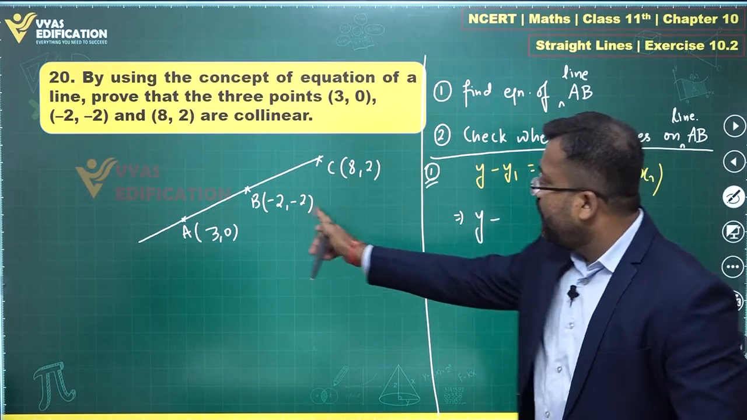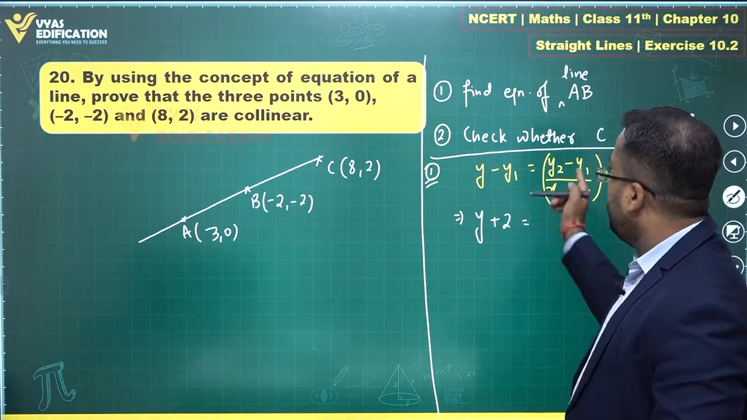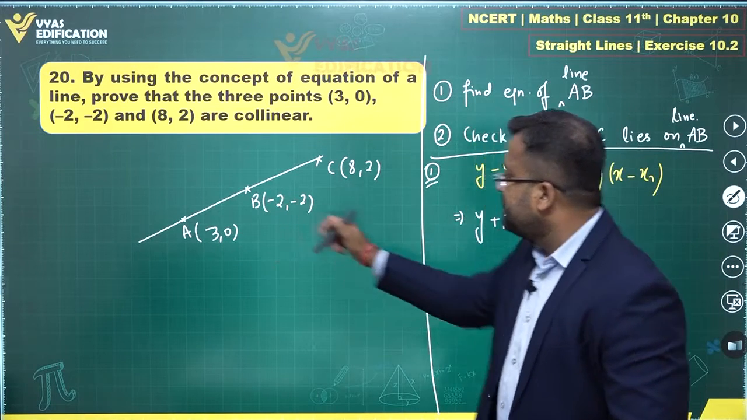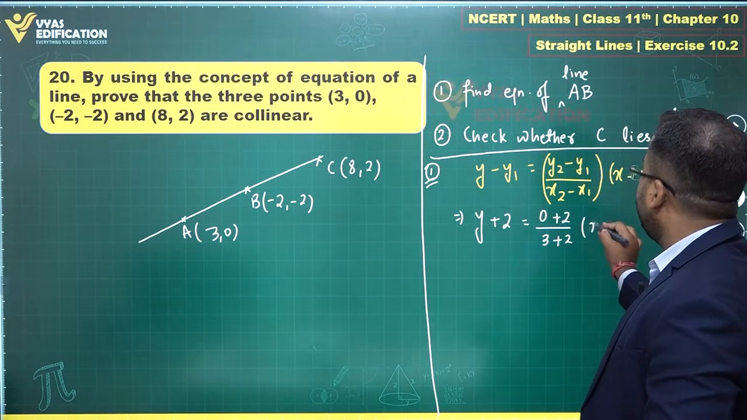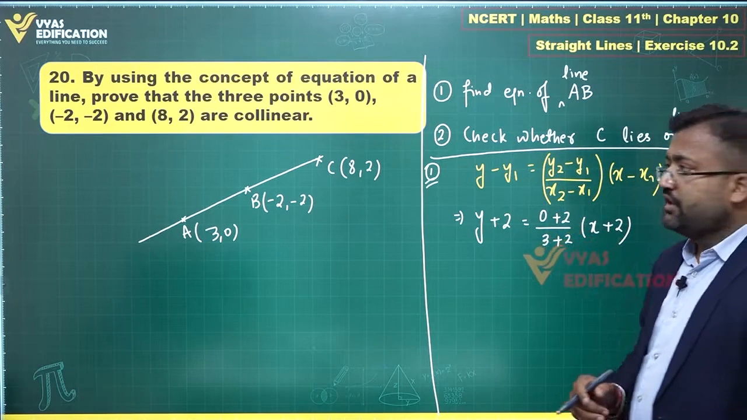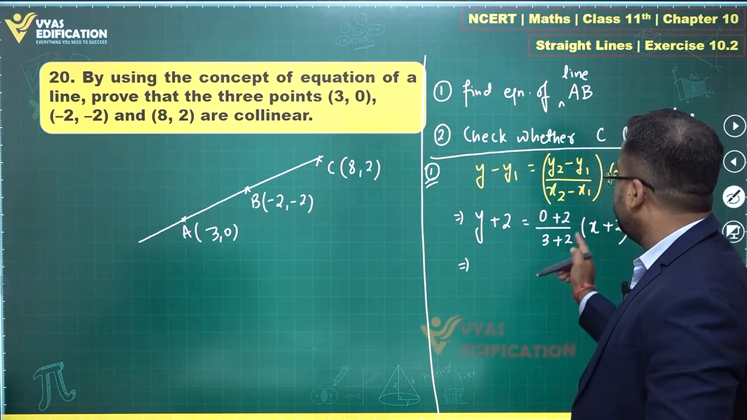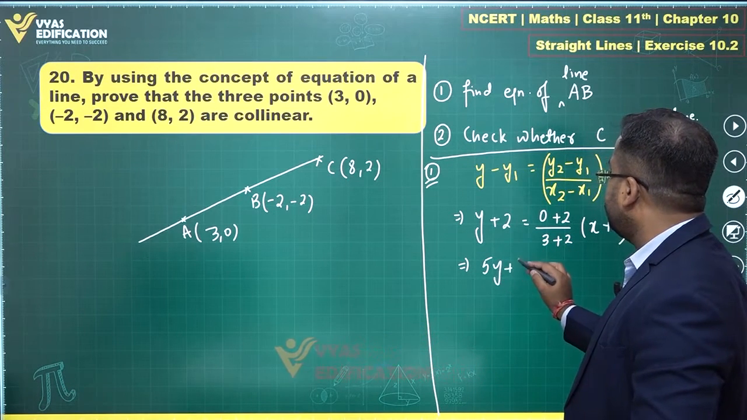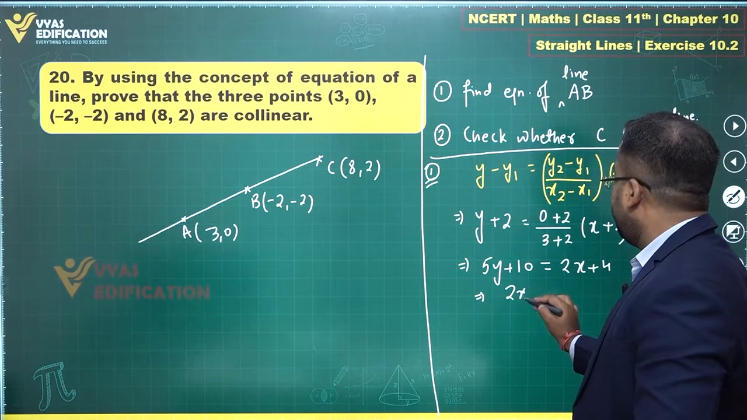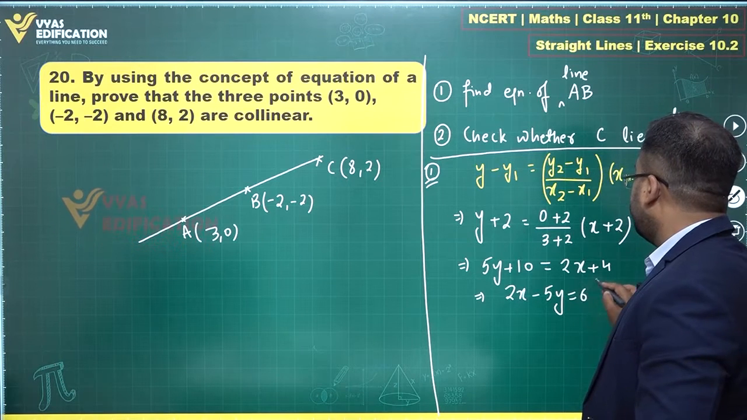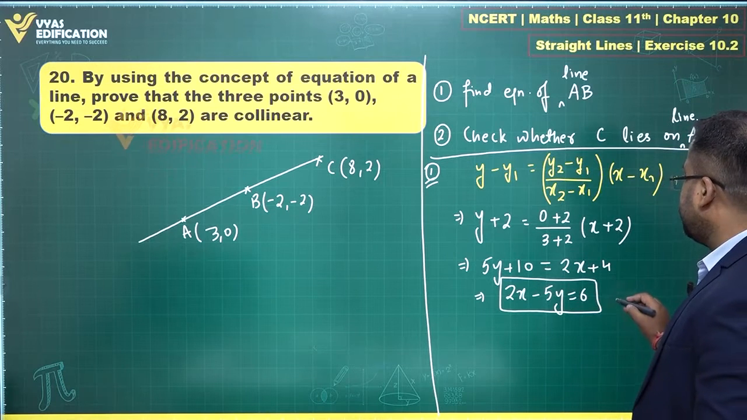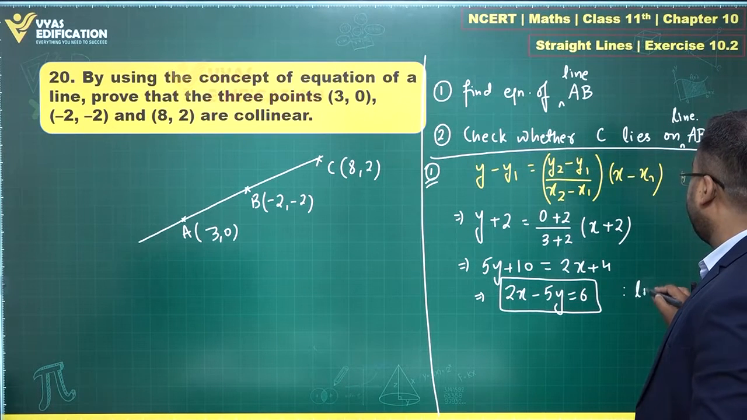y minus y1, which is y plus 2. y2 minus y1, what does that become? 0 plus 2, upon x2 minus x1, which is 3 plus 2, times (x minus x1), which is x plus 2 over here. This is the equation, right? So what does that give me? This is 5y plus 10 is equal to 2x plus 4, or this tells me 2x minus 5y is equal to 6. This is the line, 2x minus 5y is equal to 6. This is the equation of line AB.